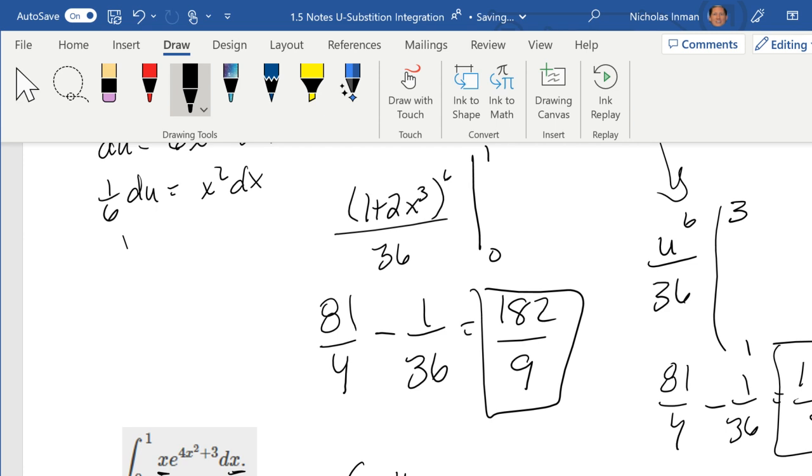All right, my bounds. I'm going to go ahead and change my bounds right now. If x is equal to 0, then I put 0 right here. 0 squared times 4 is 0 plus 3. I'm just going to go ahead and change that bound to a 3. That's u equals 3. If x is equal to 1, 1 squared is 1 times 4 is 4 plus 3 is 7. So we can just change those bounds right away to u's.